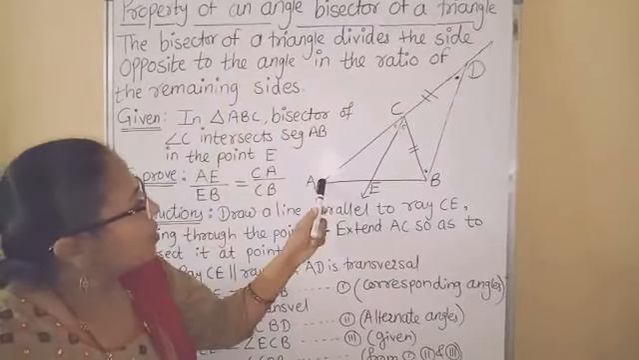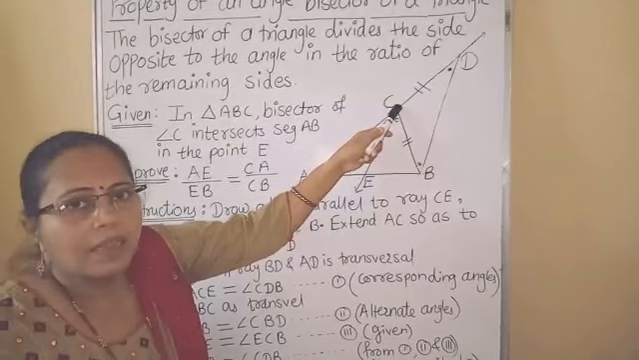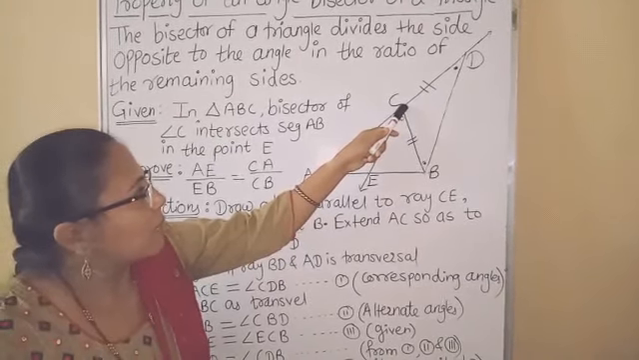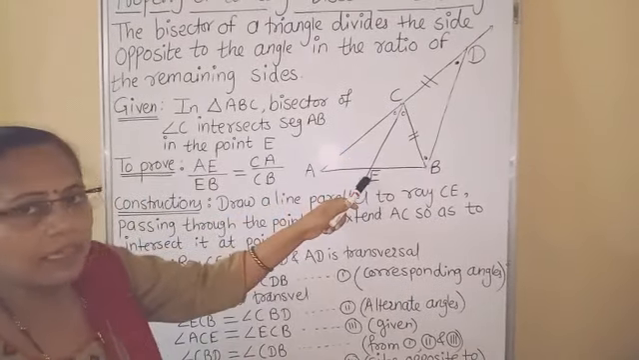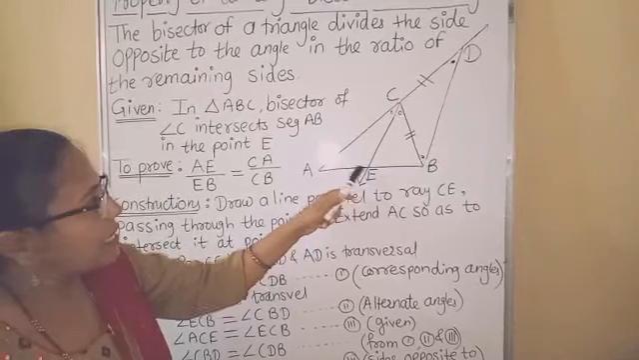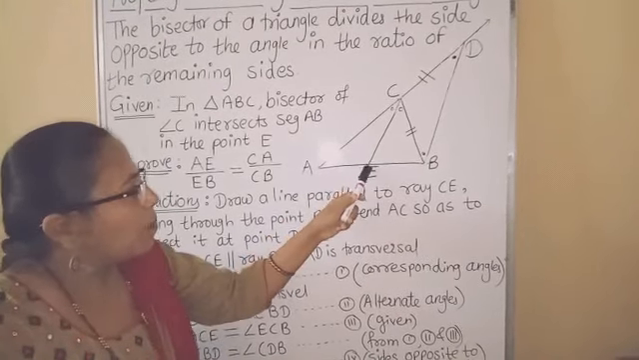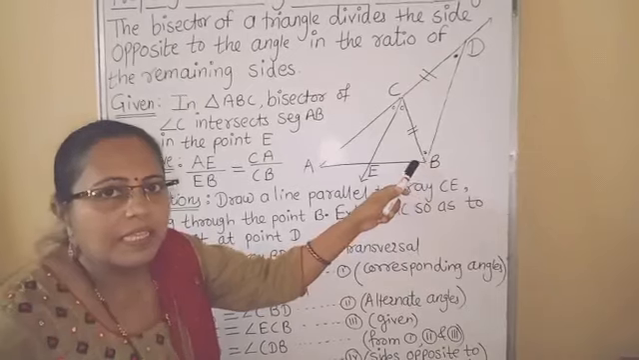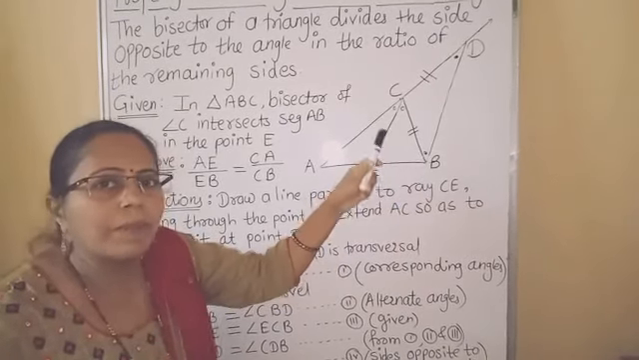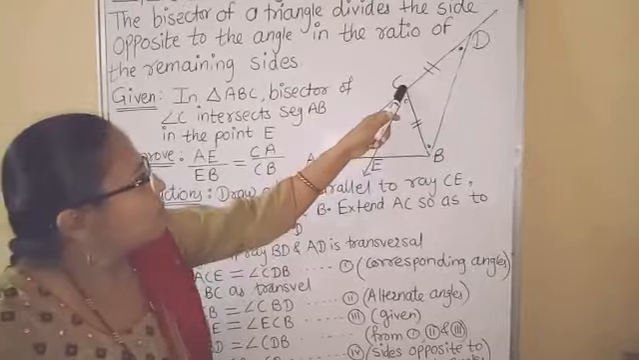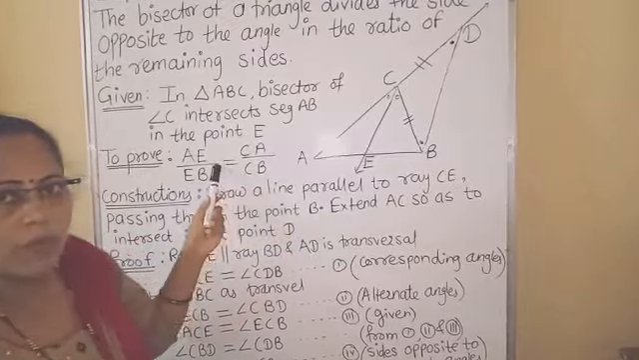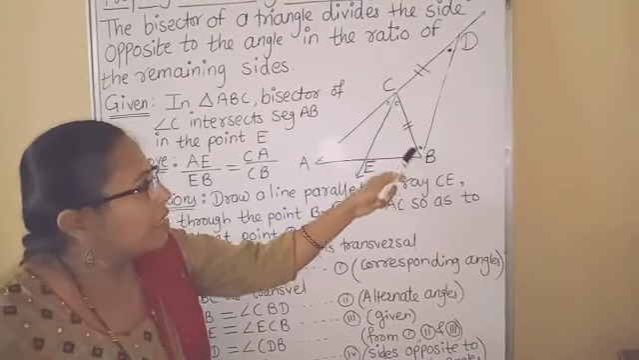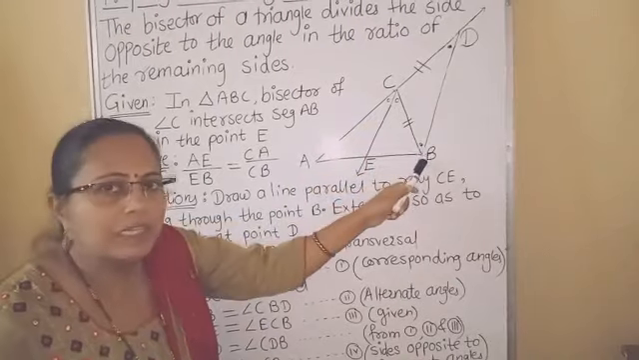So here we draw triangle ABC. Then we will draw the bisector of one of the angles. Here, the bisector of angle ACB is ray CE. It divides the opposite side in the ratio AE upon EB. This ratio is equal to the ratio of the remaining sides, so equal to CA upon CB. Followed, what we have to prove? AE upon EB equal to CA upon CB.